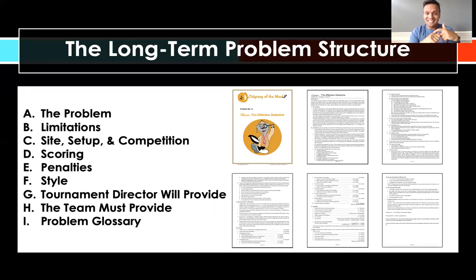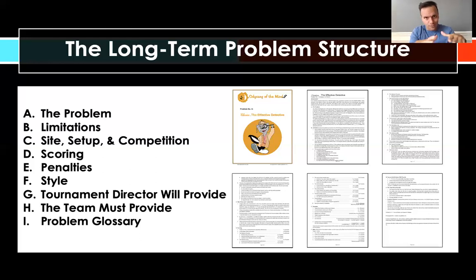The third section, C, is about the site, setup, and competition. So if you're choosing to compete, what will the stage look like? What will the gym look like if you're doing a technical problem? How much space will you have? This allows you to visualize your solution, what you have to develop to fill that space. Or if it's an obstacle course, say for a vehicle, a diagram of what that vehicle obstacle course would look like. So that would be C.